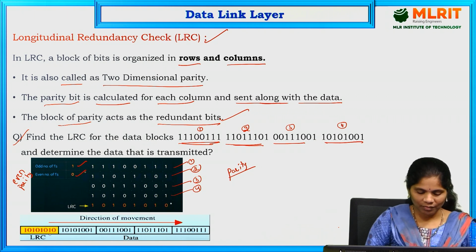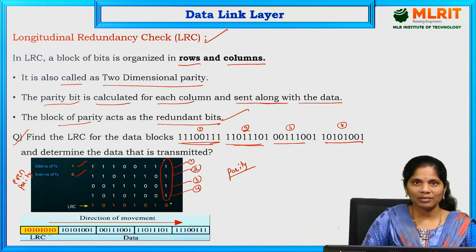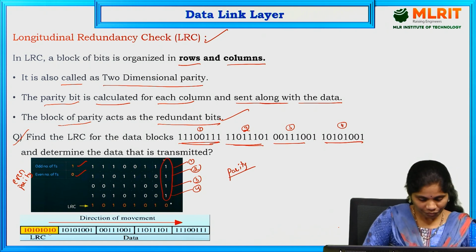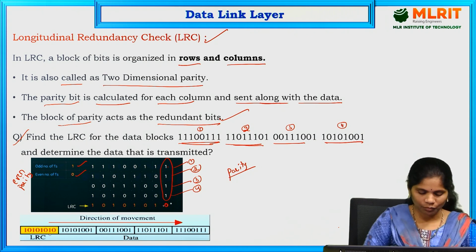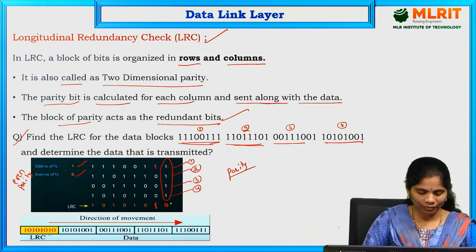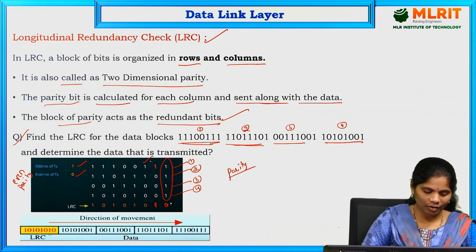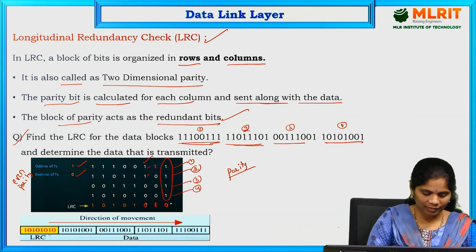First we will check this column. How many ones are there in this particular column? Total 4 ones, which is an even number of ones, so we add a 0. In the next column, only 1 one is there, so the number of ones is odd, and it is appended as 1. In the next column, total 2 ones are there, 1 and 2. The number of ones is even, so we append a 0.